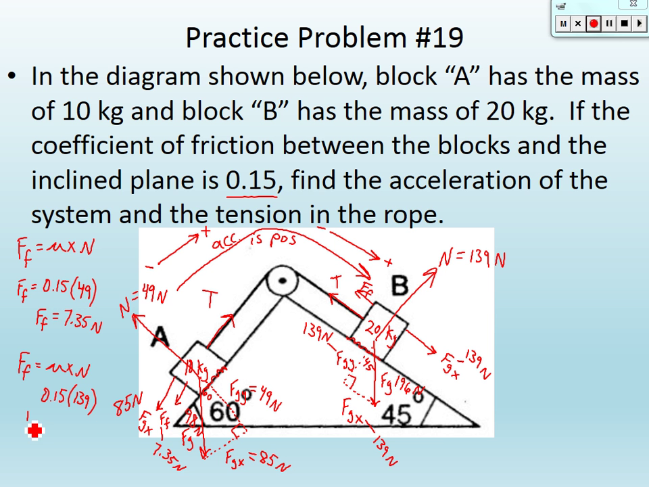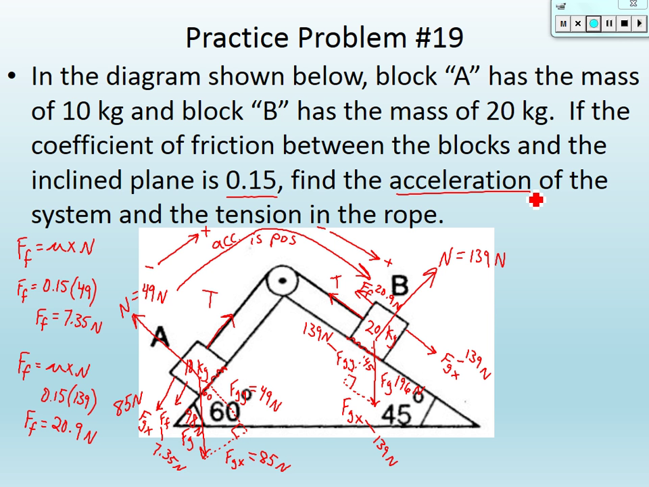And I'm getting that force of friction is equal to 20.9 newtons. So I'm going to put that in right here. All right. Now that completes all the forces that we can figure out up to this point. Now we're going to go ahead and use this system and solve for its acceleration.